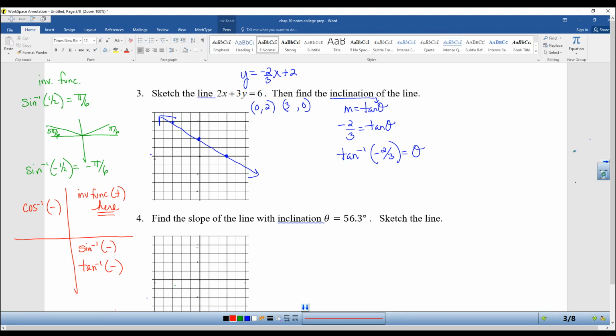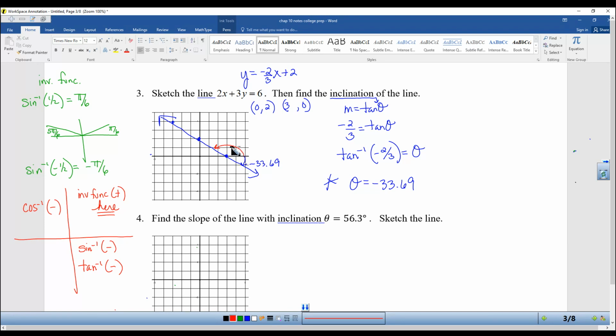So when you go to do this one on your calculator, this is a really important little point here. You're going to get theta is negative 33.69. And half of you are going to write that on your quiz, and I'm going to mark it wrong, because this is the angle that they just gave you, negative 33.69. However, by definition, inclination is the positive angle from the x-axis to the line.